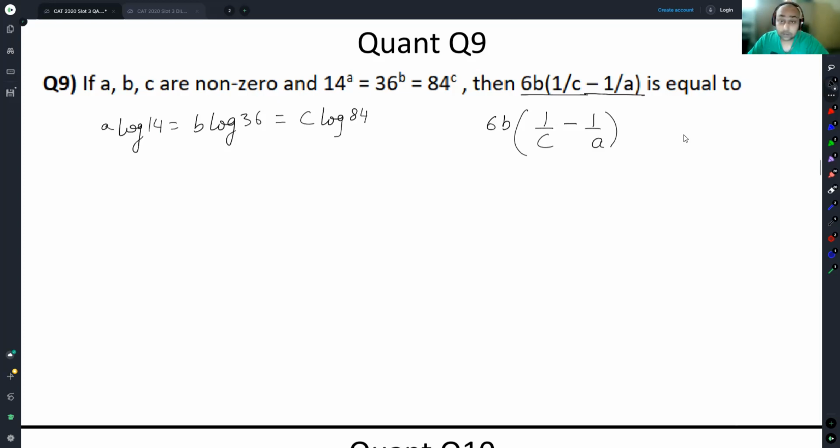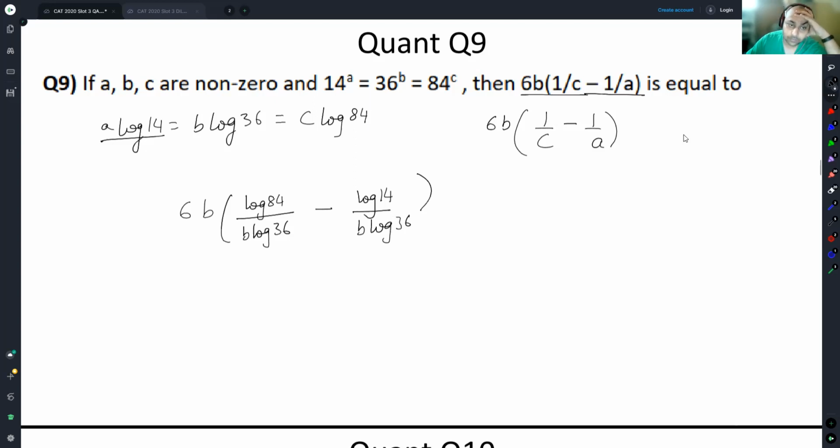Let me figure out what all values can we put here. 6B, I want to get rid of this B. My ultimate goal is to get rid of this B. So can I represent C in terms of B? Yes, I can represent it as log 84, 1 by C, as this goes down here, this goes down here, by B log 36, minus log 14 by B log 36.